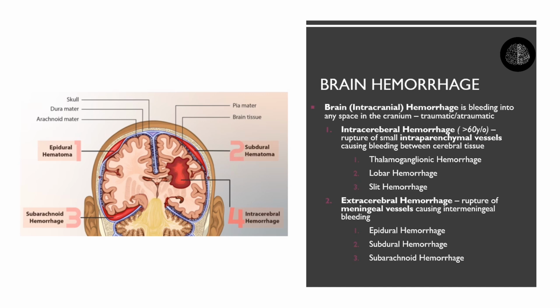And then extracerebral hemorrhage is rupture of meningeal vessels, so you guys can imagine that it happens between the meninges or between the meninges and the skull, but it doesn't happen between cerebral tissue. And there are subtypes that we will go over one by one, but I want you to look at the picture between intracerebral hemorrhage, as you can see, and then the three types of extracerebral hemorrhage. And as you can see, it doesn't cross the brain-blood barrier.